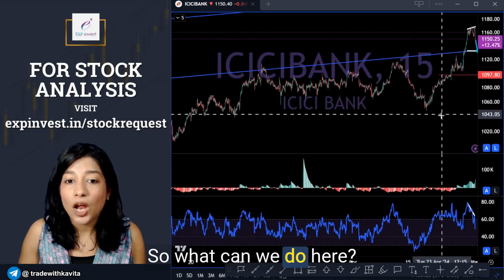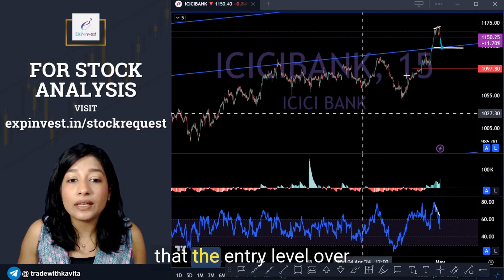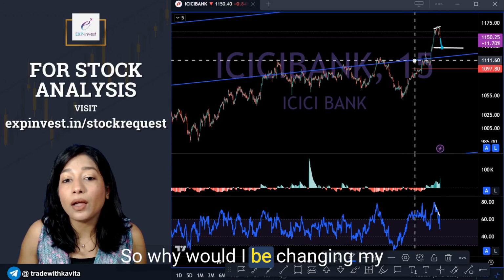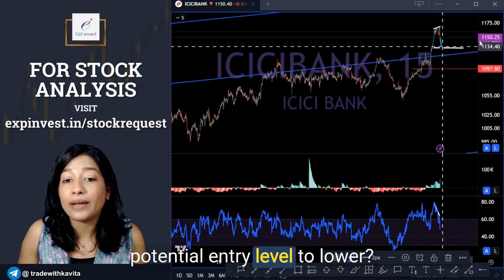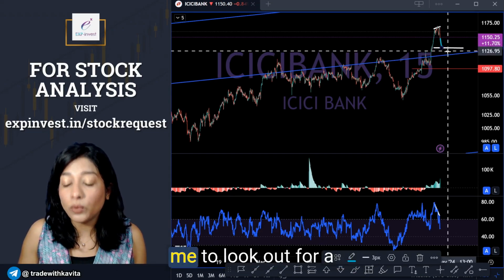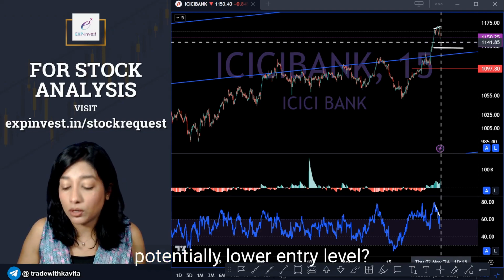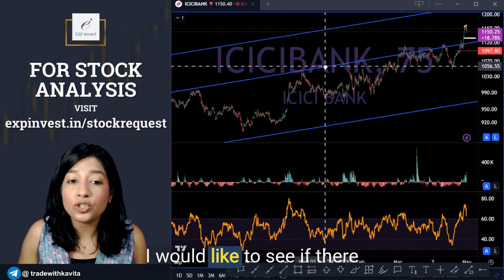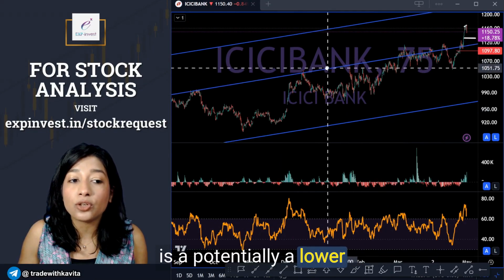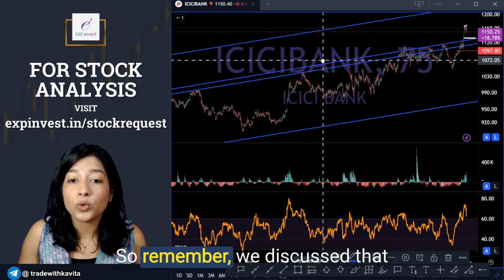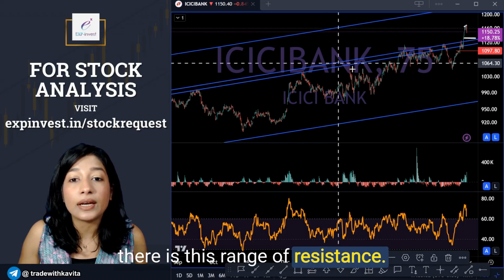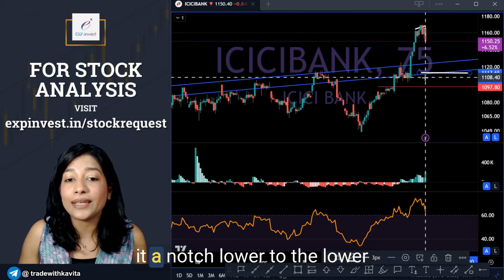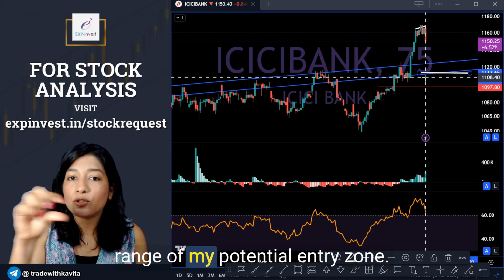So what can we do here? This basically suggests that the entry level will have to change. So why would I be changing my potential entry level to lower? What would encourage me to look out for a potentially lower entry level? Two things. Look on the chart, I would like to see if there is a potentially lower resistance or support zone. So remember we discussed that there is this range of resistance. So instead of putting my potential entry here, I would like to take it a notch lower, to the lower range of my potential entry zone.